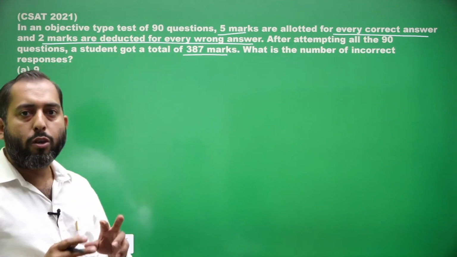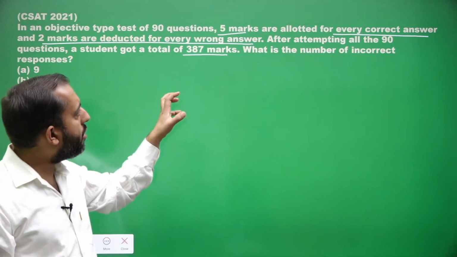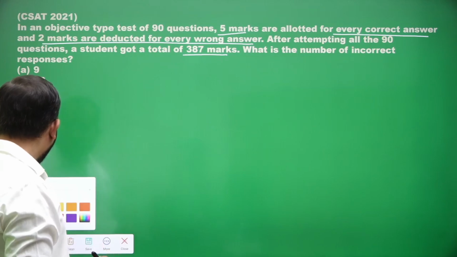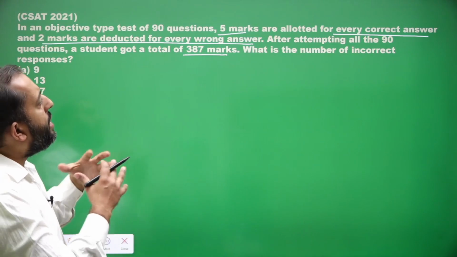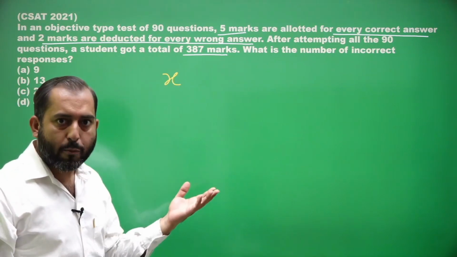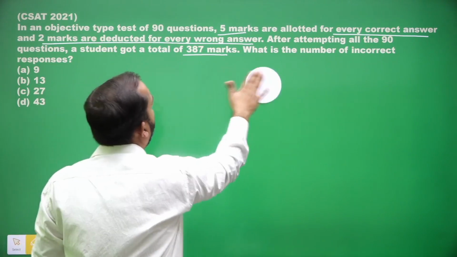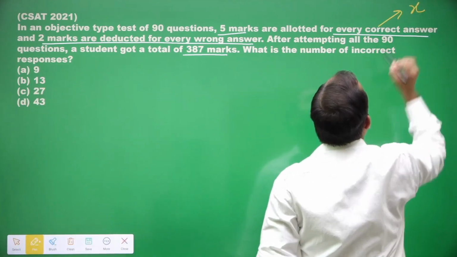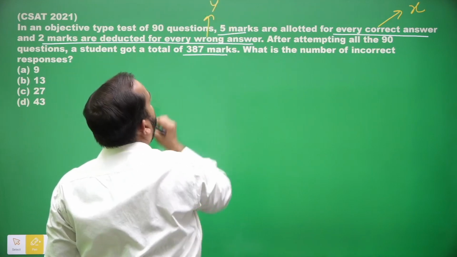We can solve this question in two ways. So let's understand both the ways one by one. Let's solve this with the help of simultaneous linear equations first. So what is the number of incorrect responses? Let's assume he has attempted x number of correct problems and y number of wrong problems.